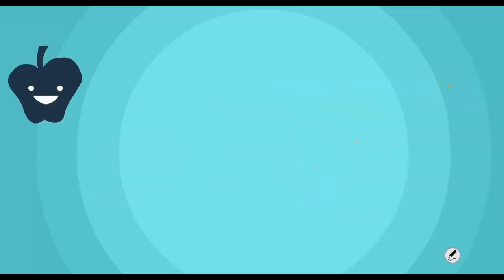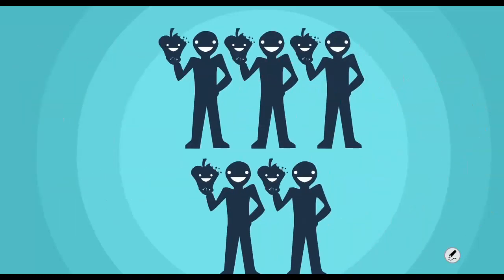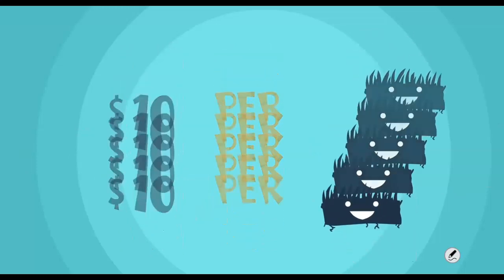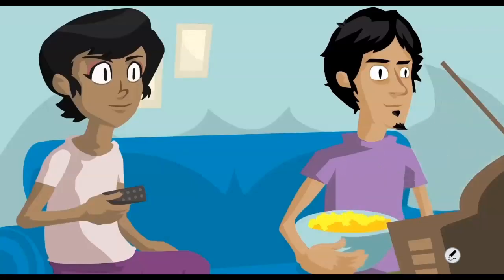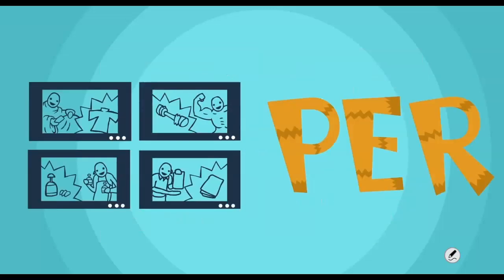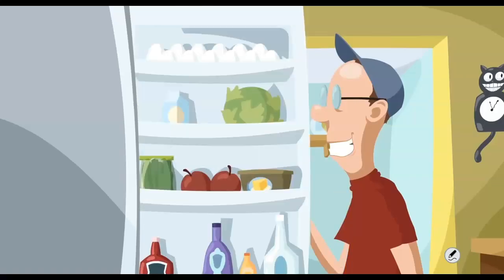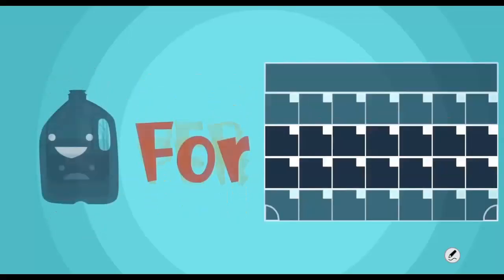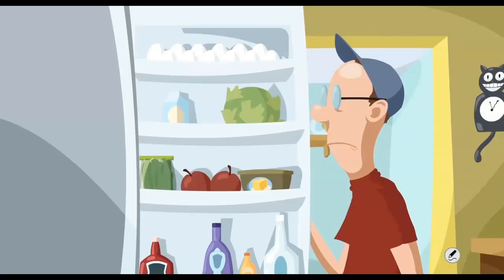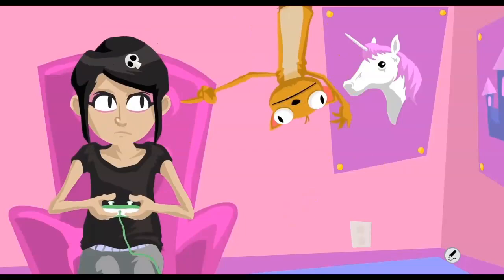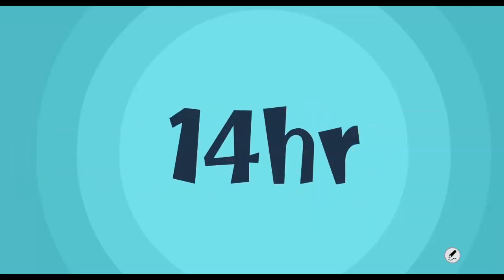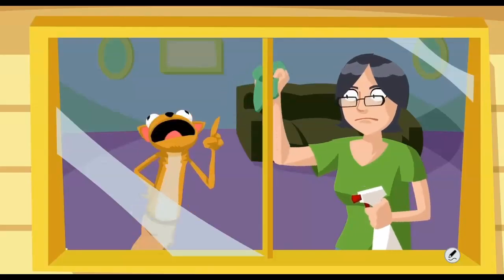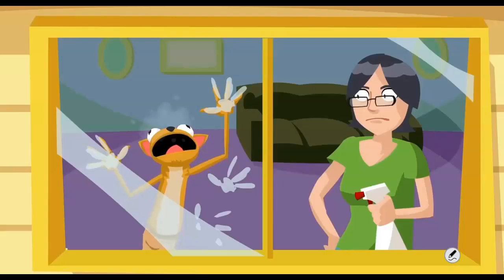You're eating 1 apple per person. 5 apples, 5 people. $10 per lawn mow and 5 lawns in the neighborhood. That's $50. 4 commercials per commercial break. Half a gallon of milk per week. That's 1 gallon of milk every 2 weeks. 2 hours of gameplay per day. That's 14 hours per week. Are you all impressed yet? Only 3 windows clean per hour?